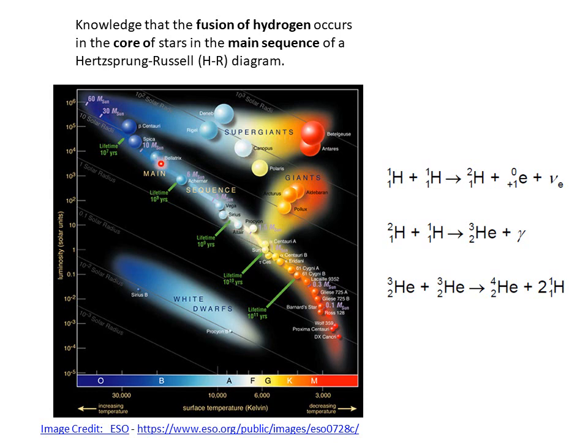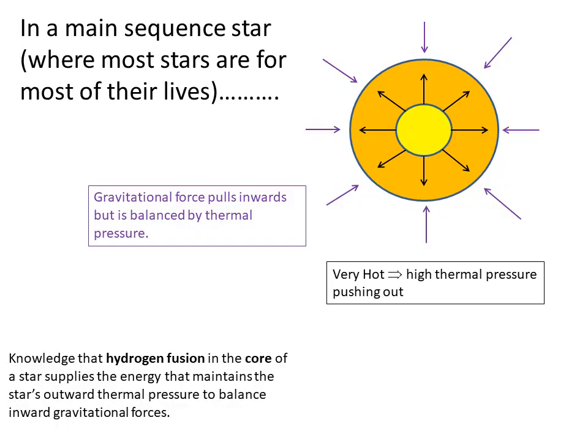But remember that the main sequence is 90% of their life. The rest of their life is in terms of formation of the star, and then in terms of what happens to it afterwards. So, for main sequence stars, where, again, to reiterate, most stars are for most of their lives, the gravitational force pulling inwards is balanced by the thermal pressure pushing outwards. And the thermal pressure is caused by fusion, which is really only taking place in the core of the star. So that hydrogen fusion is really happening in the core of the star.